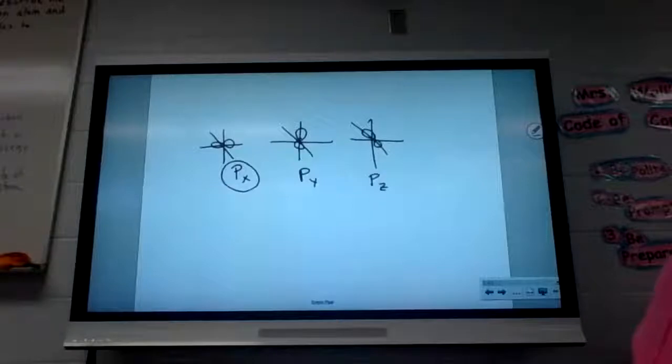Because you'd have how many sublevels? What are their names if you have N equals 2? 2S and 2P. How many pictures can S have? 1. How many can P have? 3. So 1 plus 3 is? 4. That's how you get 4.